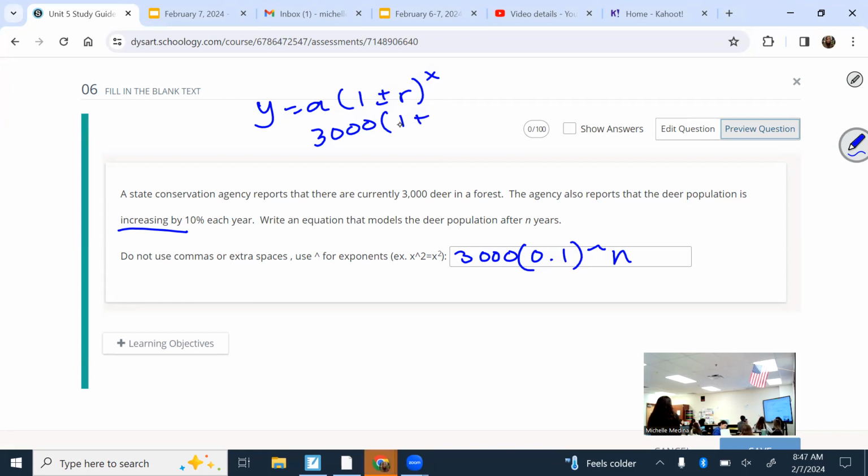And so since it's growing, it has to be the 1 plus. The rate, 10%, has to be rewritten as a decimal. We do have the right decimal for 10%. I think we just forgot to add it to the 1. And then, yes, this one wants you to use a specific exponent. So if you put it to the x, I do think it'll mark it wrong. It wants it to the n.